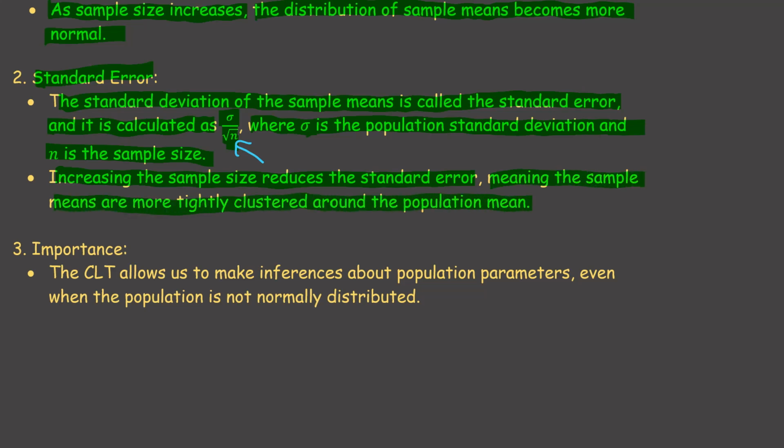Importance. The CLT allows us to make inferences about population parameters, even when the population is not normally distributed. Strictly speaking, if the underlying distribution is normal, you're not using the central limit theorem, but that's not a distinction that you need to know about for this course.